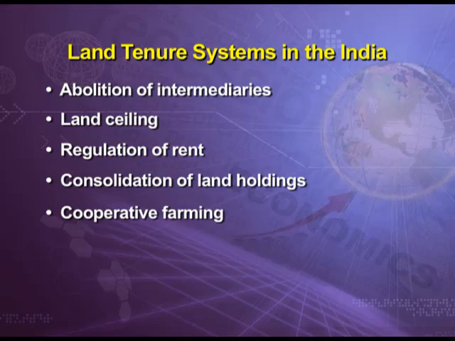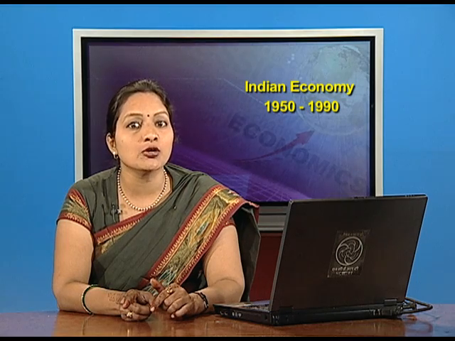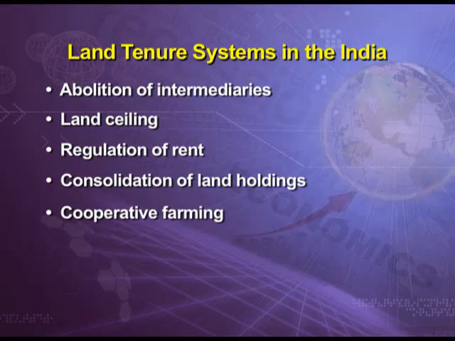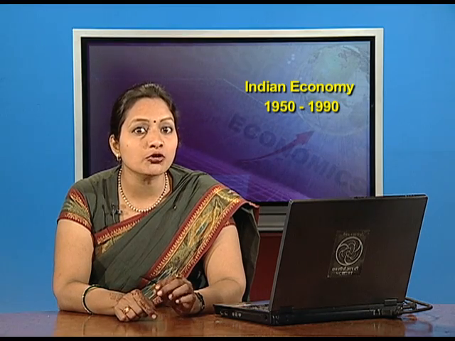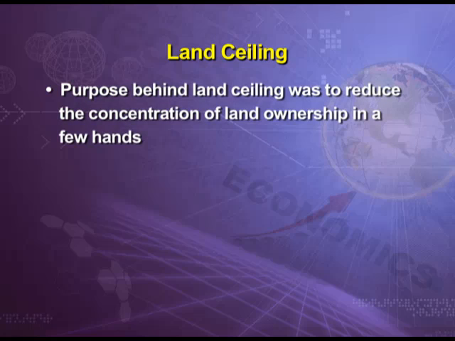First is abolition of intermediaries. It requires that the Zamindari or Jagirdari system should be abolished and tenants should be brought into direct contact with the government so that farmers may not be exploited by the Zamindars. Land ceiling was another policy towards land reforms. Land ceiling means fixing the maximum size of land which could be owned by an individual. Beyond that limit, the land would be taken over by the government and this excess land would be allotted to the landless farmers. The purpose behind land ceiling was to reduce the concentration of land ownership in a few hands.